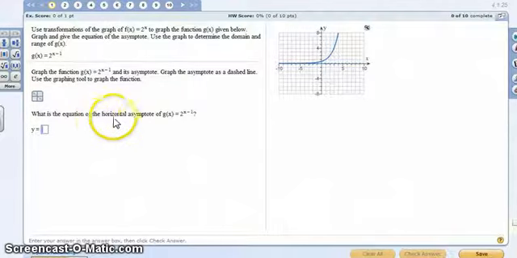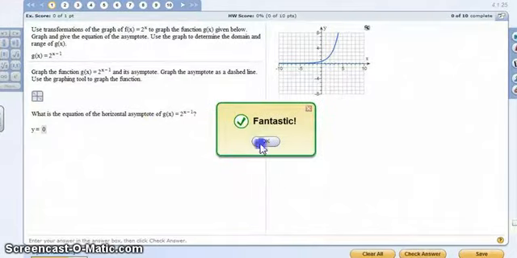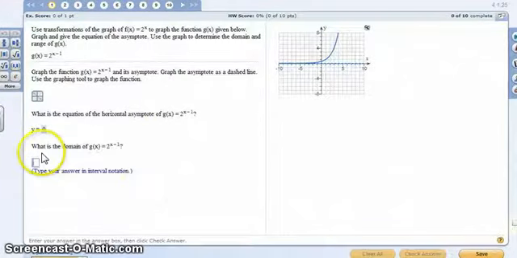What is the equation of the horizontal asymptote? Well, we just talked about that. That was y equals 0. Fantastic. I love these adjectives. What is the domain of g of x equals 2 to the x minus 1? So we're talking about the domain of the function that we graphed. We're going to type it in interval notation. It's all real numbers, so I'm going to type negative infinity, comma, infinity, because I can plug any value in there.